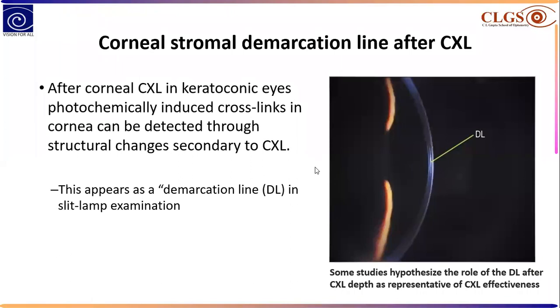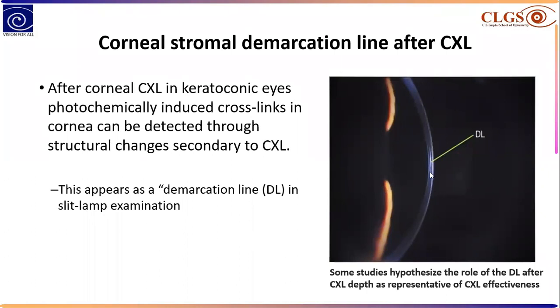So whenever you are seeing a patient who has undergone C3R or CXL, after collagen cross-linking in ectatic eyes, there is a photochemical reaction because of the UV radiation and riboflavin. These induce cross-links in the cornea and can be detected through structural changes secondary to corneal collagen cross-linking. So what is that structural change? This appears as a demarcation line, DL, or stromal DL, on slit lamp examination.